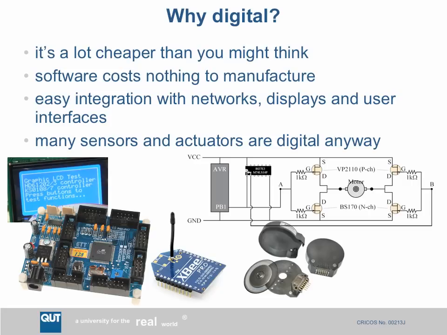It also allows for really easy integration with networks and displays and user interfaces, so it gives you a controller a level of functionality that you're not going to get with a bunch of resistors, capacitors, and op amps. And the other point that's increasingly important today is that many sensors and actuators are already digital. So digital encoders that measure the angle of a motor shaft have a digital output. An H-bridge motor drive has got a digital input. So the fact that sensors and actuators are already digital really makes the case for building a controller digitally.